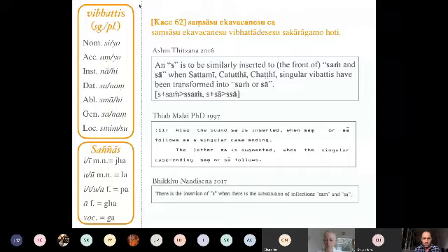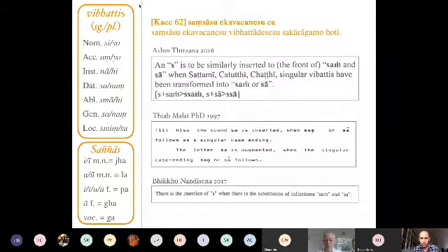So you can see that they are translating exactly the same text, but you can see the differences in the English. And then yet another one, Bhikkhu Nandissena, always a little bit more concise: there is the insertion of s, the sound s, when there is the substitution of inflections sam and sa. Actually, here you have to read long sa. But these are three different ways of saying it.